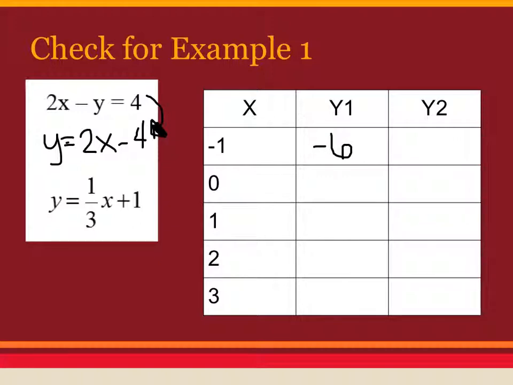When we're at negative 1 on the x-axis, we were at negative 6 on the y value for the first line that was red. If we plug in 0, our y-intercept for our line was negative 4. If we plug in 1, well, 2 times 1 minus 4, our next point on our graph, was at negative 2. If we plug in 2, 2 times 2 is 4, minus 4 is 0. It crossed the x-axis at 0. And then if we plugged in 3, 2 times 3 minus 4 gave us a value of 2.